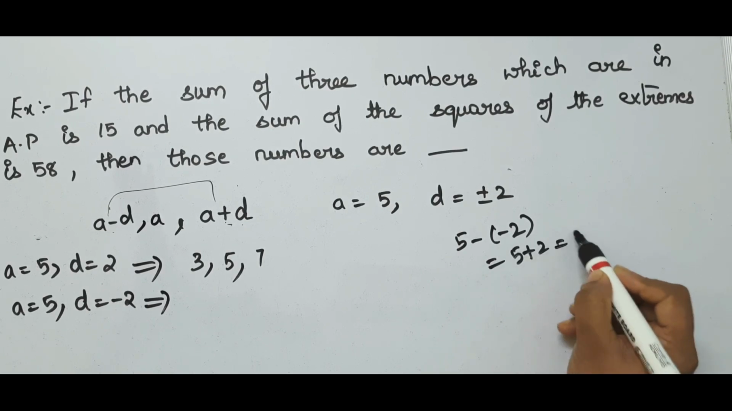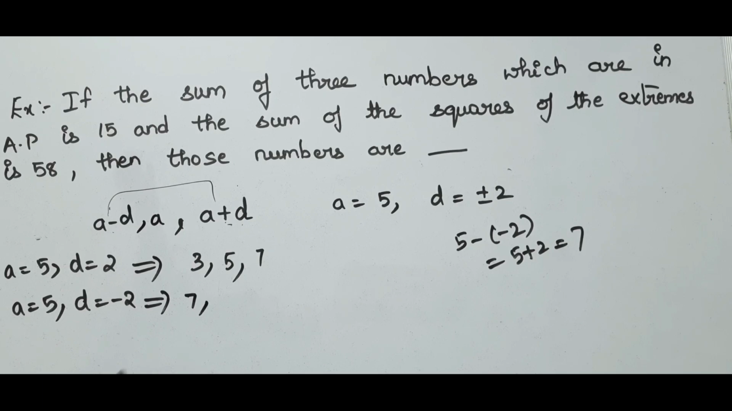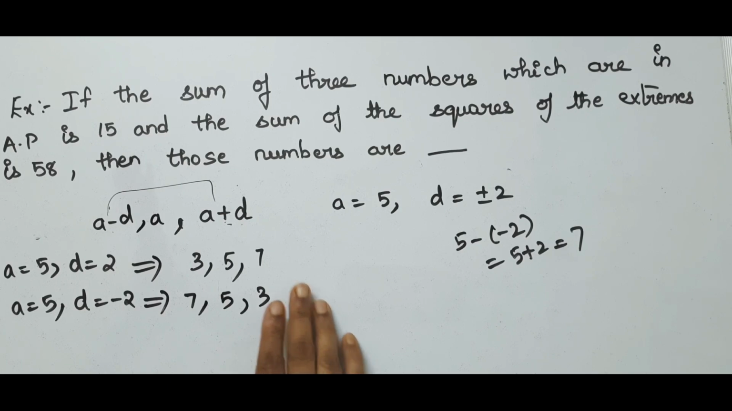So this is nothing but 7. Next, the middle number is 5. The last number is a plus d, so 5 minus 2 is nothing but 3. So we will get a is equal to 5 and d is equal to plus or minus 2. If they ask for the three numbers, these are the three numbers: 3, 5, 7 when the common difference is 2. When the common difference is minus 2, these are the three numbers, 7, 5, 3. Okay, this is the final answer.